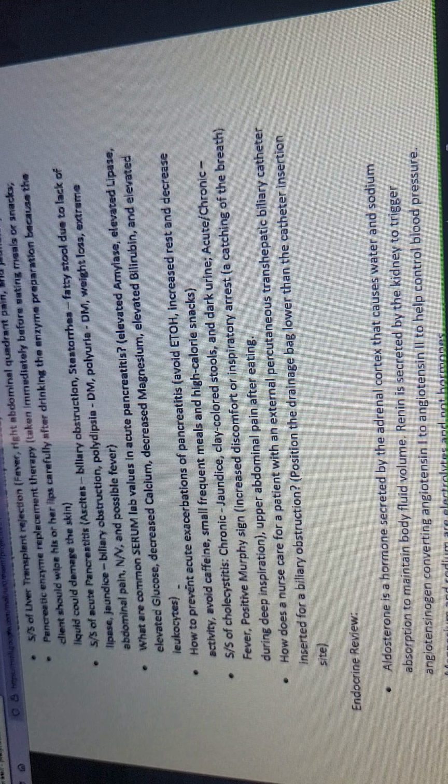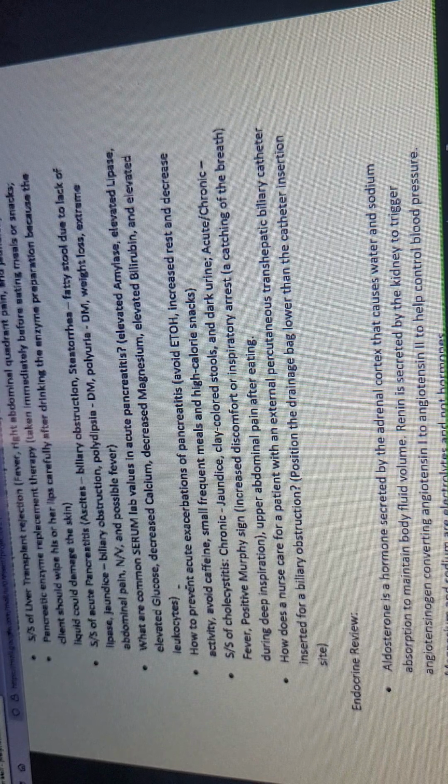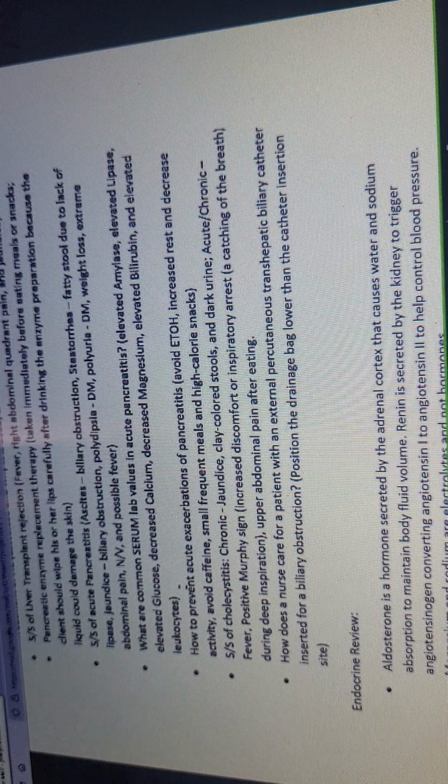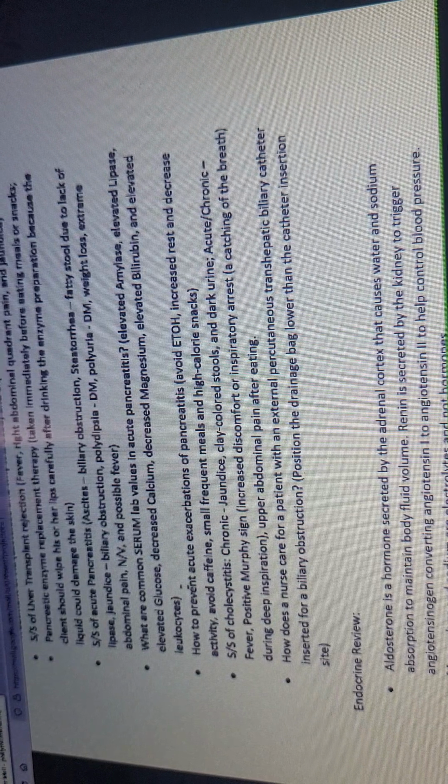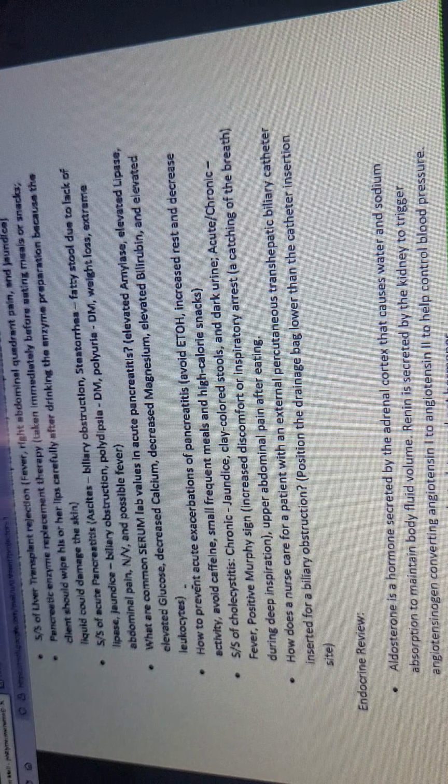All right, the gallbladder. Let's talk about that. Some signs and symptoms of cholecystitis. So remember, cholecystitis means inflammation of the gallbladder. Cholelithiasis means there are stones, gallbladder stones, right? Lithiasis means stones, and cystitis means it's inflamed.